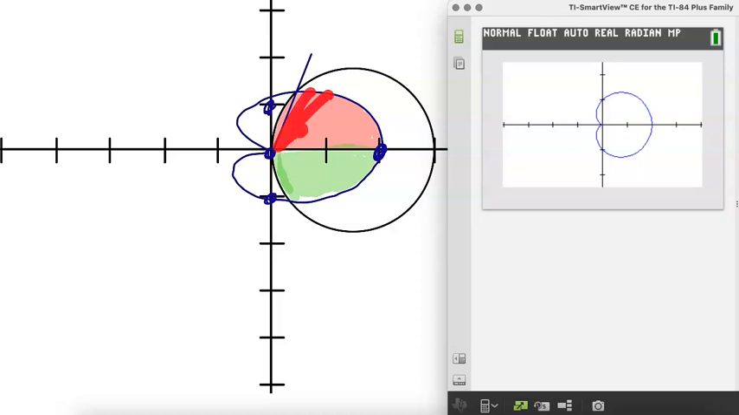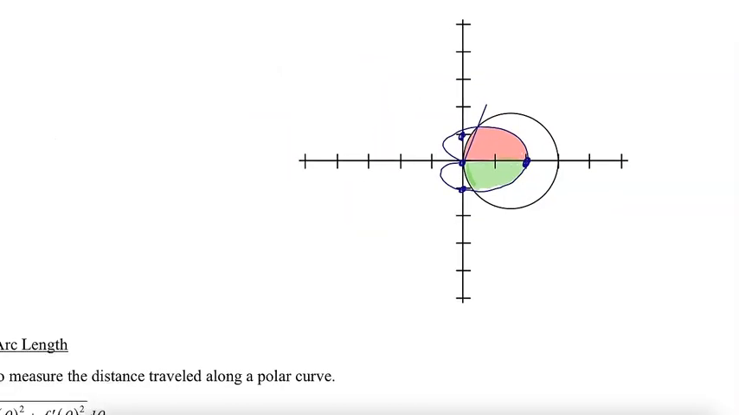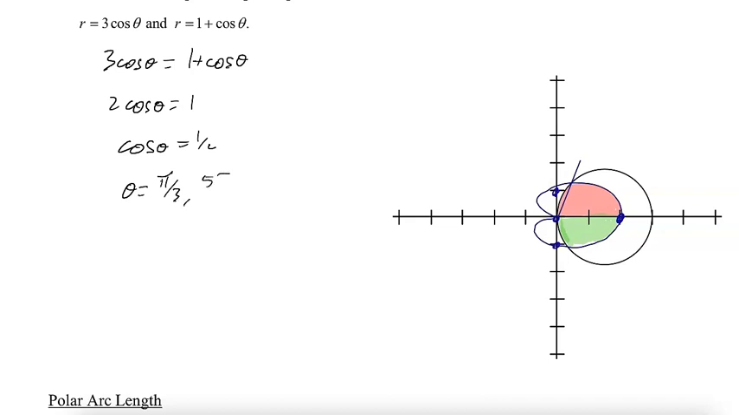So all of these radians are the 1 plus cosine, and then these little parts right there are just the circle. So I need to figure out when it splits. Where is that happening? Well, again, that's when the radii are going to be equal to each other. So I'm going to take those two and set them equal. So 3 cosine equals 1 plus cosine, which will give me 2 cosine equals 1, and cosine equals 1/2, when theta equals pi over 3 and 5 pi over 3.